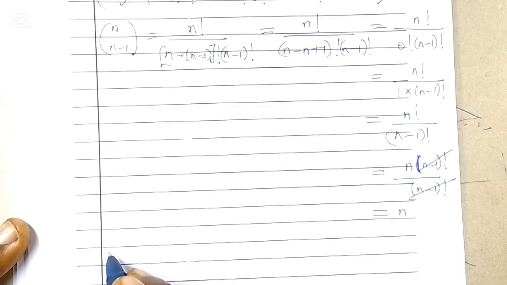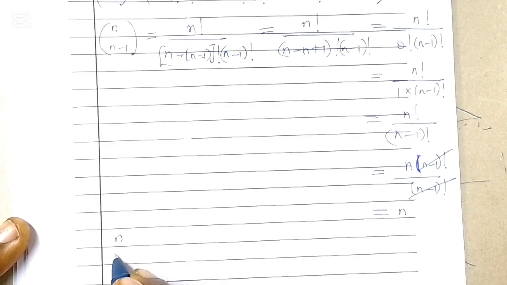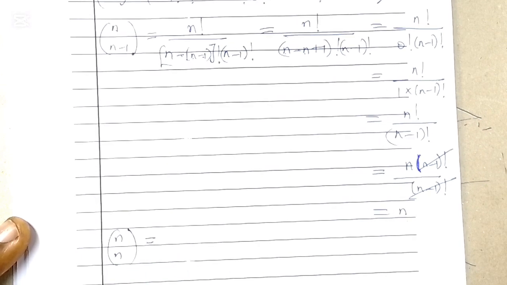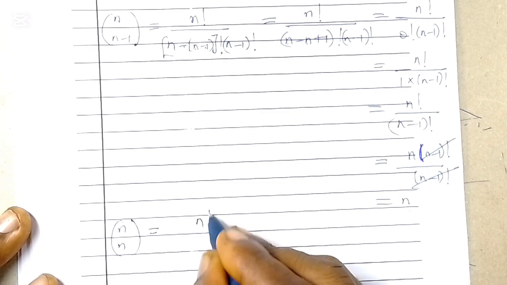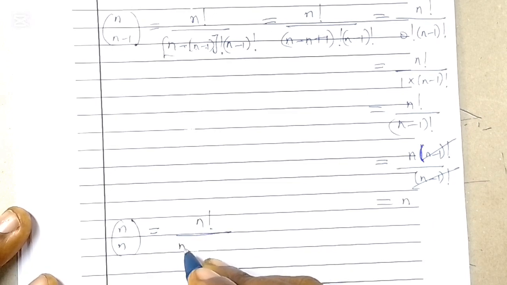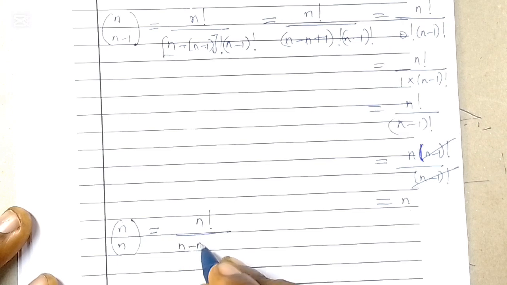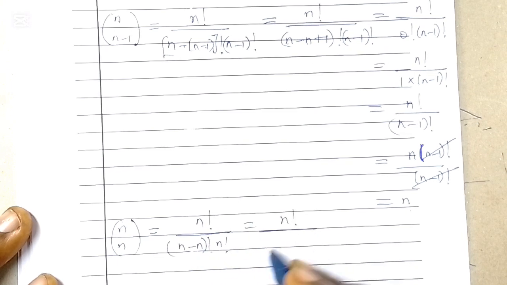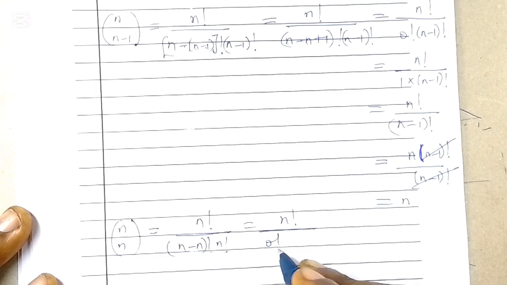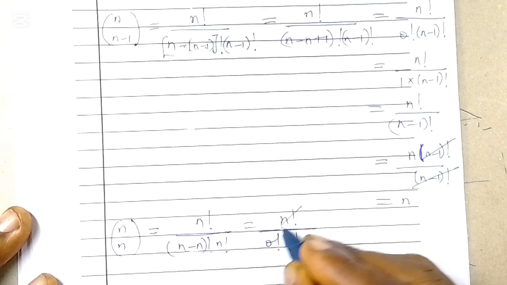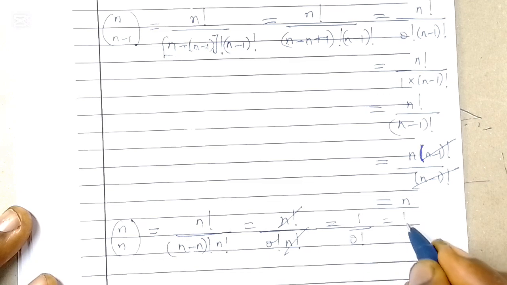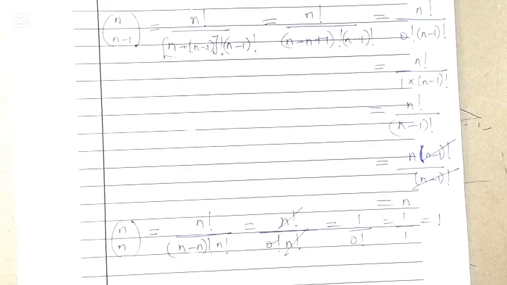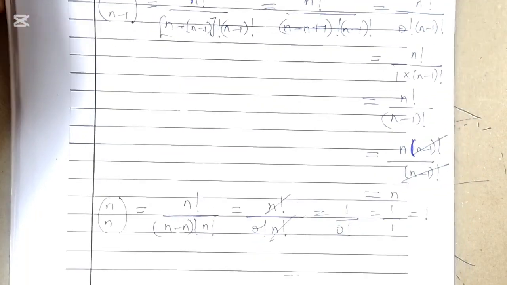Now let's come to the last one, which is n combination n. Anything combination itself gives you 1. And why is that so? N combination n will be n factorial all over n minus n factorial, and this will be n factorial all over n minus n factorial, which is 0 factorial, and this will be n factorial. This cancels this, giving you 1 over 0 factorial, which is 1 over 1, which is 1. So that is true. Now let's come back to the problem.